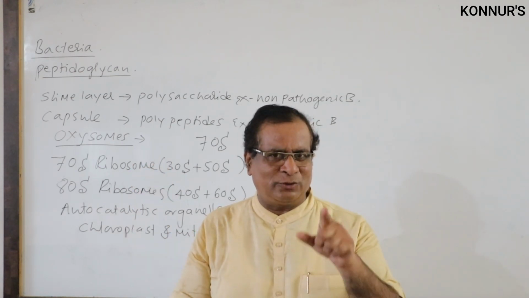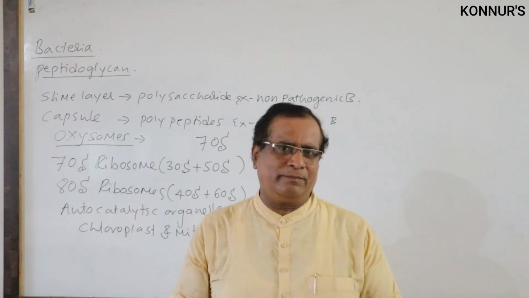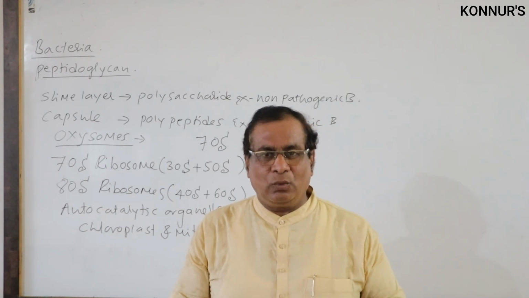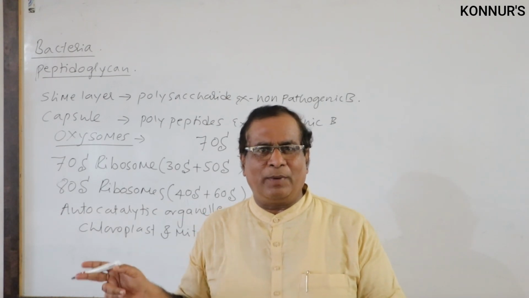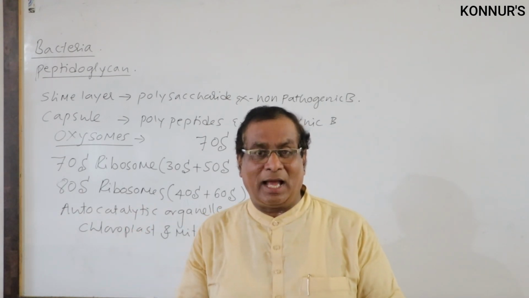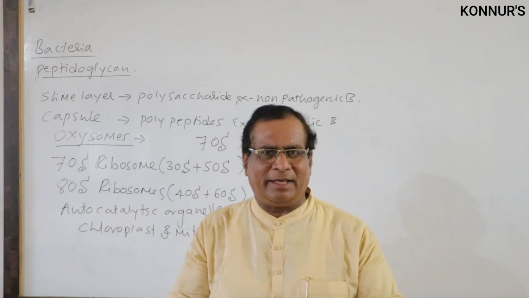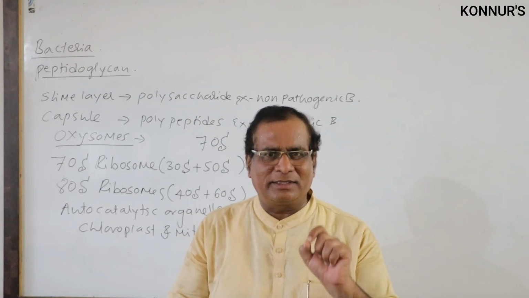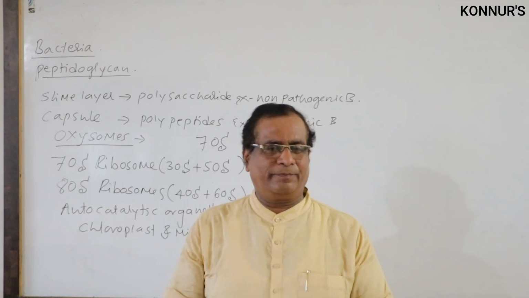As 70S ribosome is there in prokaryotic cell, it is a prokaryotic ribosome, and 80S ribosomes are there in eukaryotic cells, it is a eukaryotic ribosome. Chloroplast and mitochondria are there in eukaryotic cell, but the ribosome present in them is prokaryotic ribosome, that is 70S ribosome, where they can ask the question.